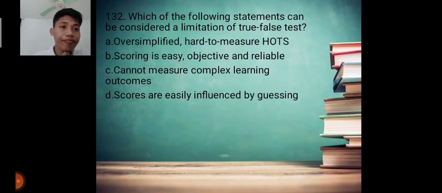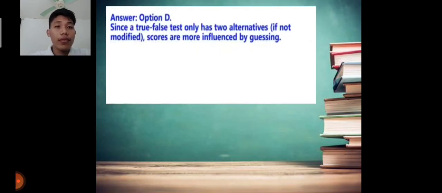Why? Since a true or false test only has two alternatives, if not modified, scores are more influenced by guessing. So the correct answer is letter D. So let's proceed.